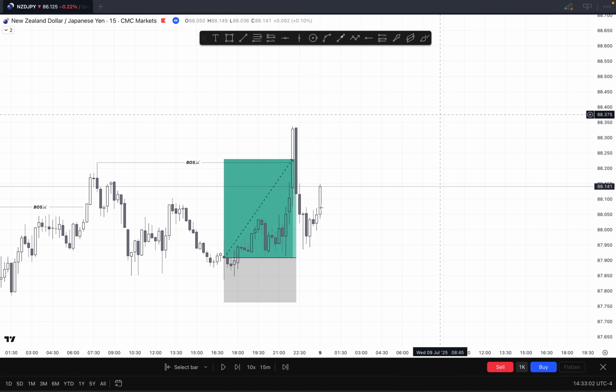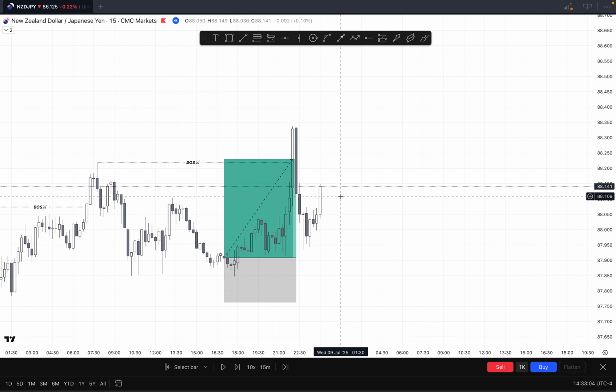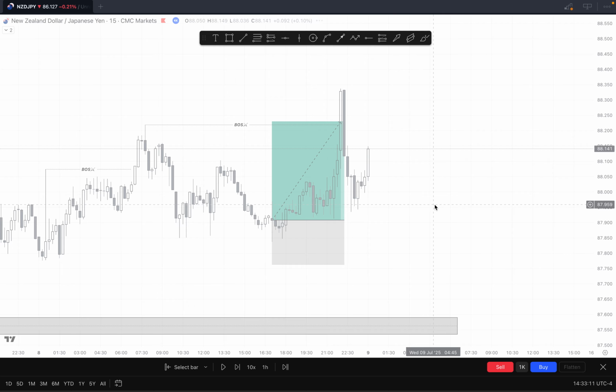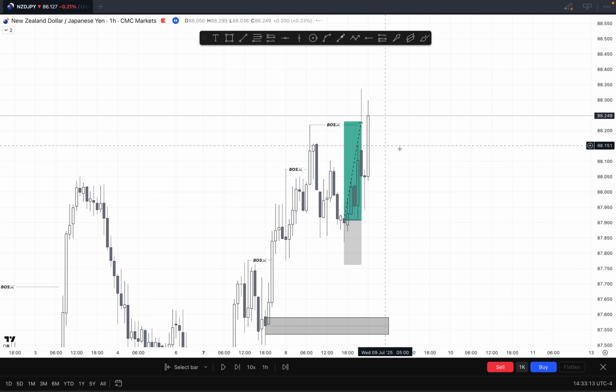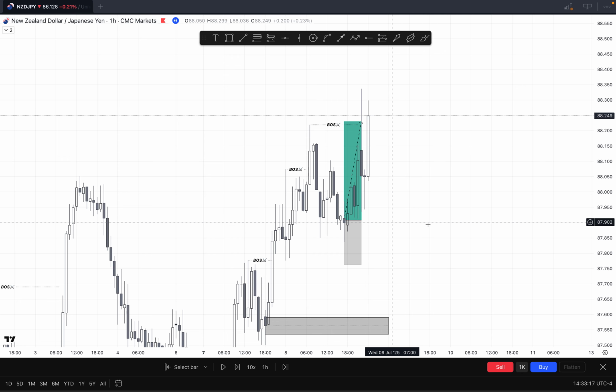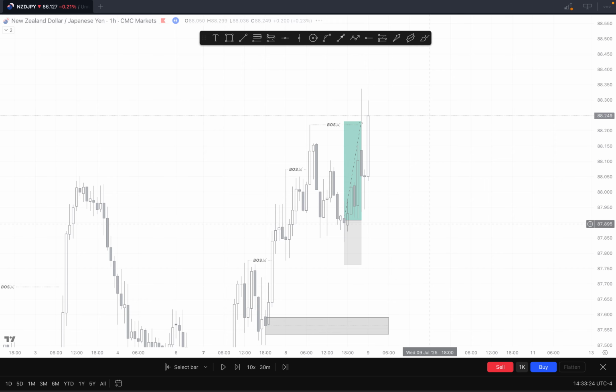After getting the breaker structure, let me see. Want to try something different. We got the breaker structure on the 15 minute there. I see a fair value gap, but it's not a valid order block. Let me see in the 30 minute, what am I seeing?